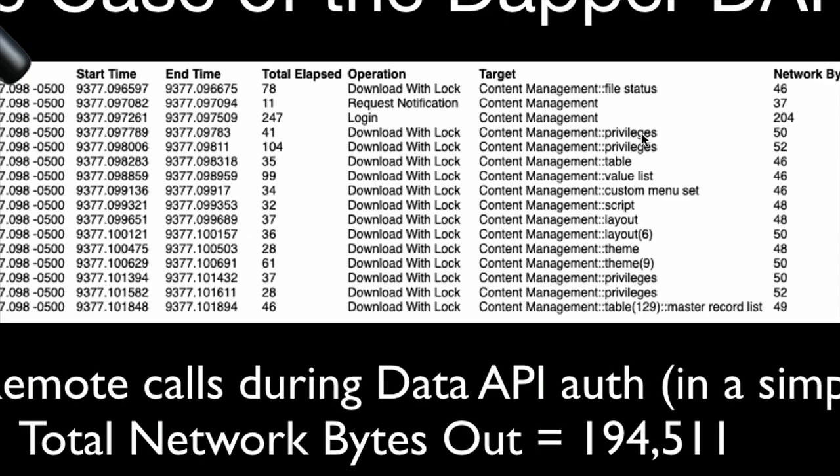So when we look at these remote calls, some of these are very, very fast. In fact, all of them are very, very fast. But there is some activity going on here. It's important to understand the pressure that you're putting on the database server when you're making these types of connections. So we can see there's a request for the file status, and then requesting notification, the login happens, and then we're downloading stuff. All the rest of this is we're downloading stuff from the database server to the web publishing engine. We're getting privilege information, table information, value lists, custom menu sets, scripts, layout information, themes, privileges, and finally a master record list for the table that we happen to be on.